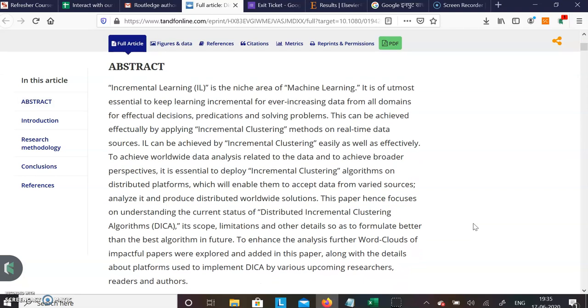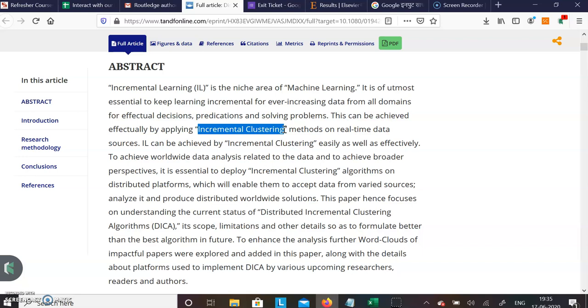So in this research article, in the abstract, the concept of incremental clustering is mentioned. So I'll briefly tell you what exactly incremental clustering is all about. This is a concept which dynamically accepts new data, the influx of new data.